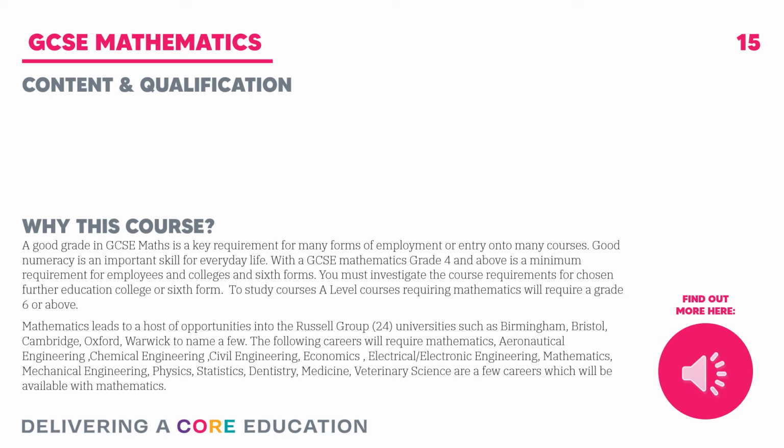There are 5 areas to the GCSE Mathematics course: number, algebra, ratio, proportion, rate of change, geometry and measures, statistics and probability. Number and algebra account for 55% of the final mark. Assessment takes place at the end of year 11 with 100% examination.